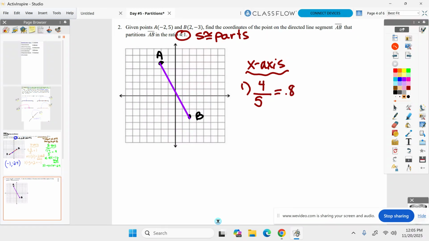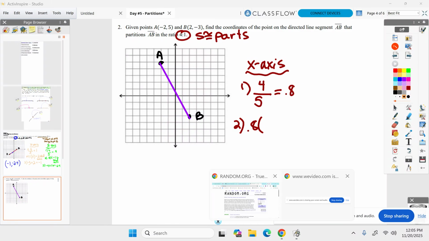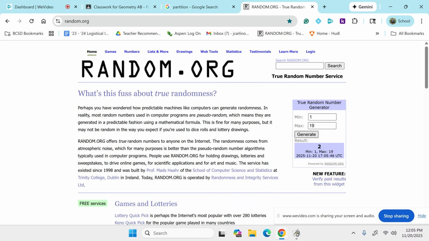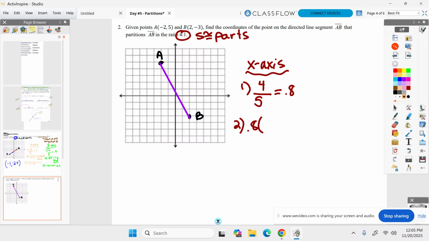0.8 units every time. Use your ratio now. How many times do you have to move 0.8 to get there? How many times do you have to go 0.8 looking at the ratio? Solar again? Where'd you get 2 from? What's the ratio? 4. What's the first number in the ratio? 4. That's the number you have to travel. 4 times going 0.8. Always the first number in the ratio. Always.